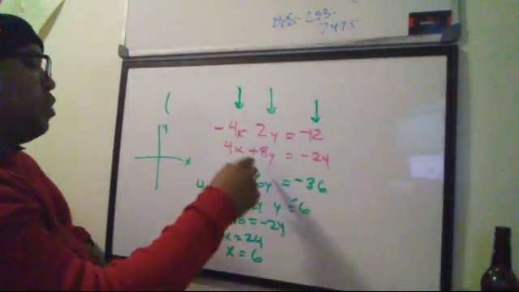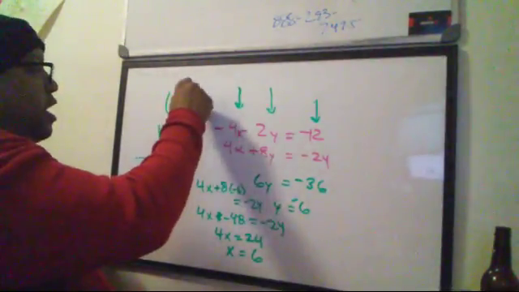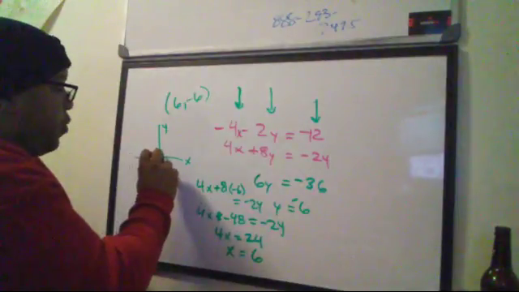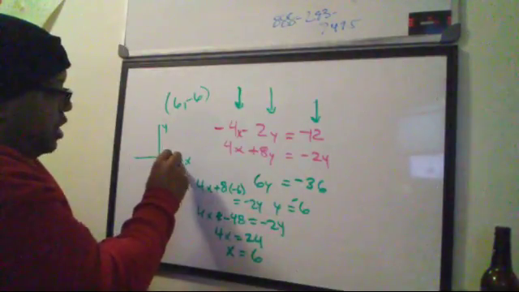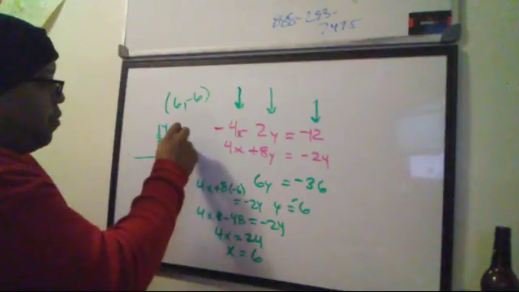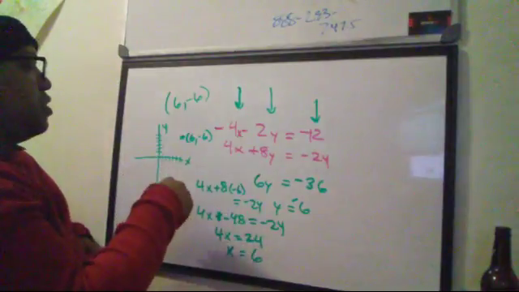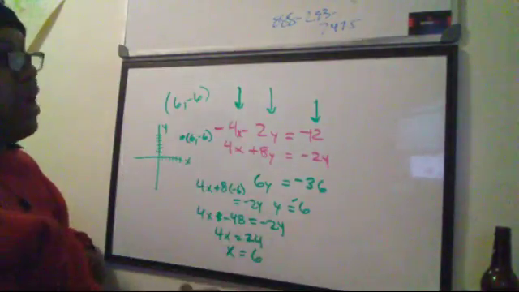So these two lines intersect at 6, negative 6, which if we go 1, 2, 3, 4, 5, 6 over, 1, 2, 3, 4, 5, 6 up, 6, negative 6. That's where these two lines cross each other.